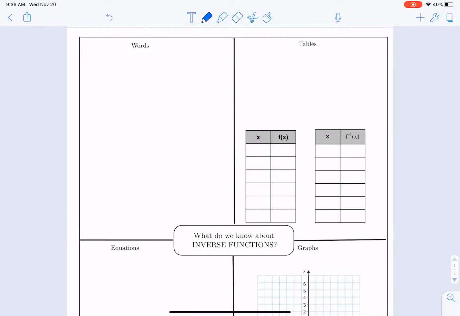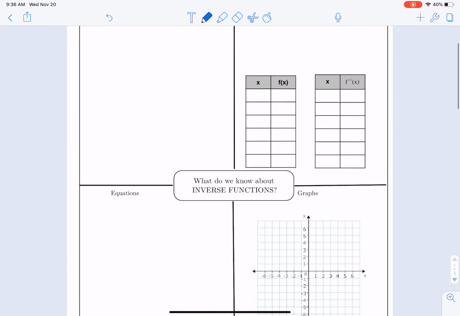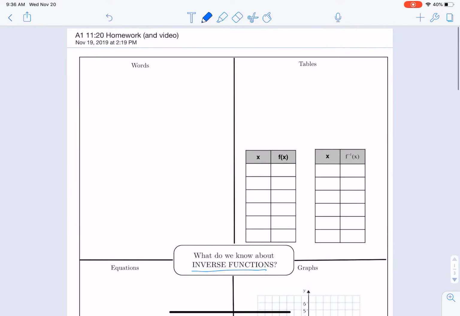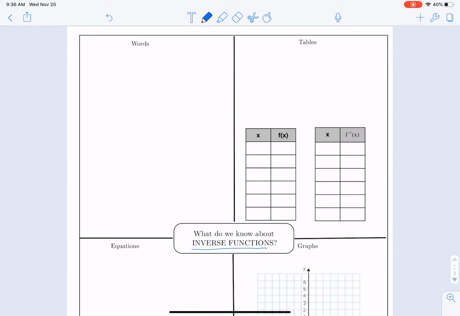Hi guys. All right, as promised, here's your video for the notes sheet that you should have grabbed today in class. If you don't have this notes sheet, it should be easy enough for you to grab a big sheet of paper and divide it into 4 sections like this one is here and stick the word inverse functions in the middle of it. So let's start with the words.